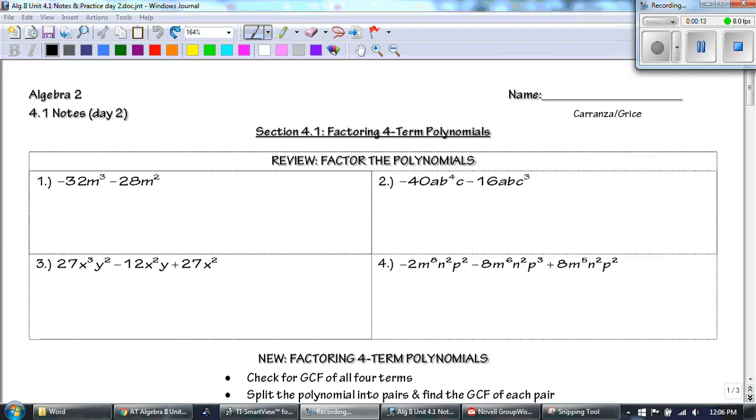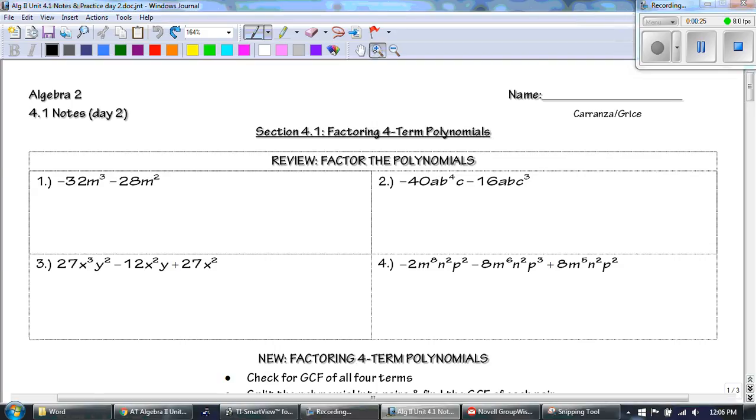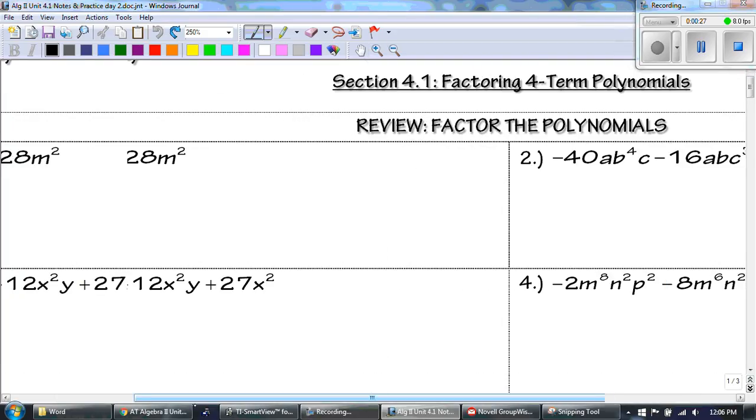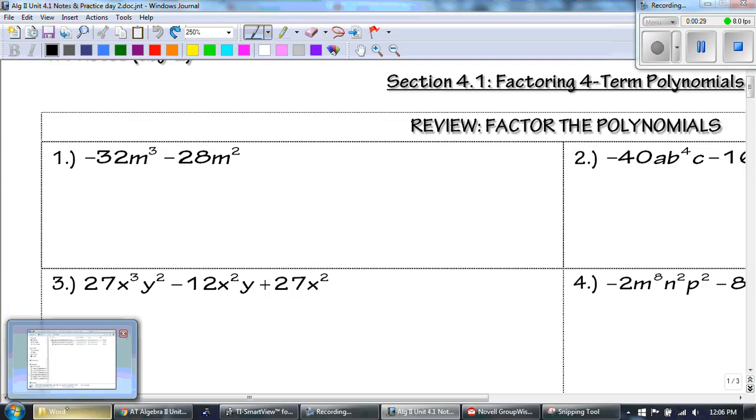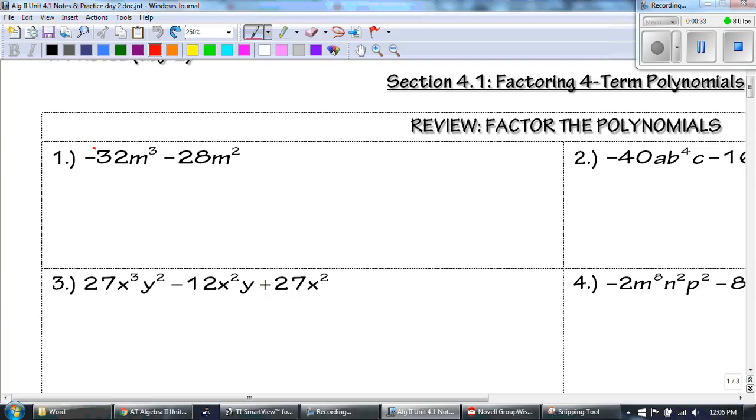Now, let's begin with a quick review of factoring the polynomials. If you want to try them on your own, go ahead and pause the video, and good luck. Okay, for everybody else, let's do this together. The first thing we need to know: if our leading coefficient is negative, our GCF has to be negative.